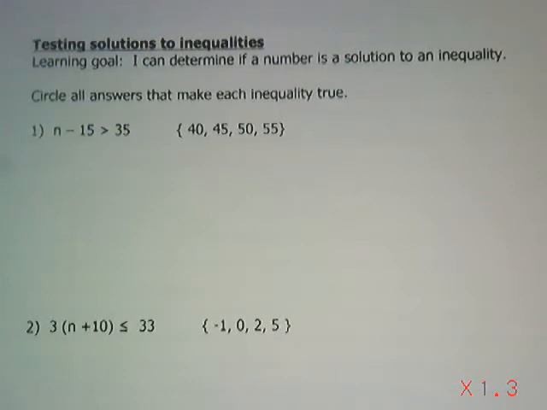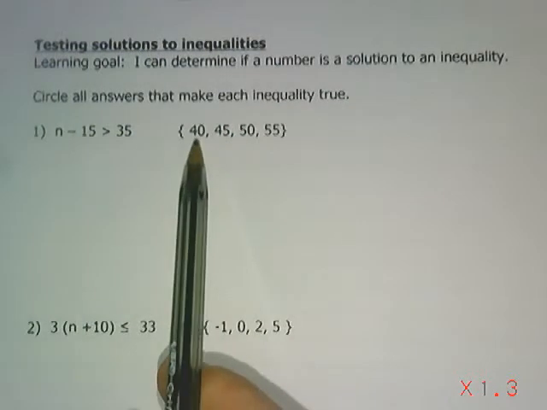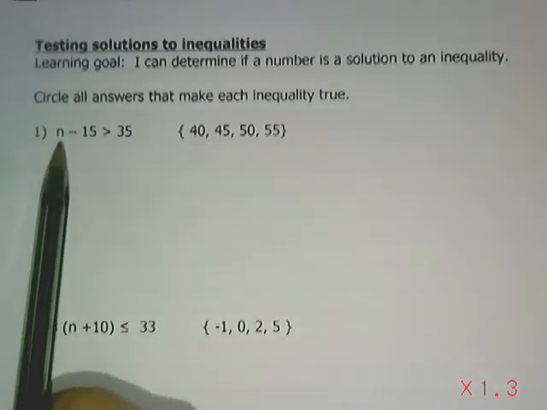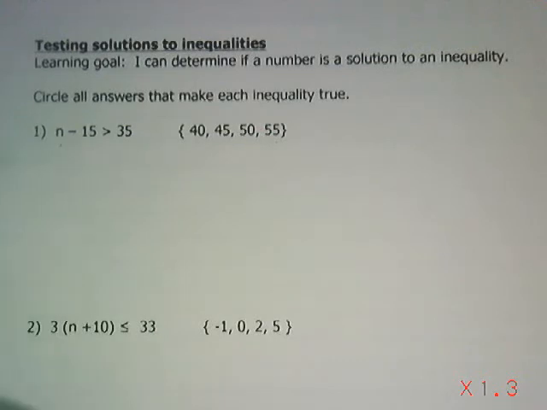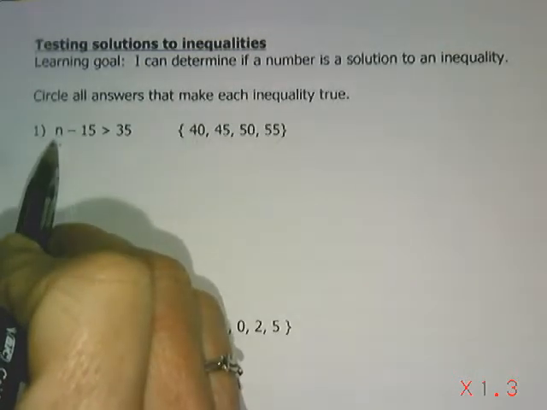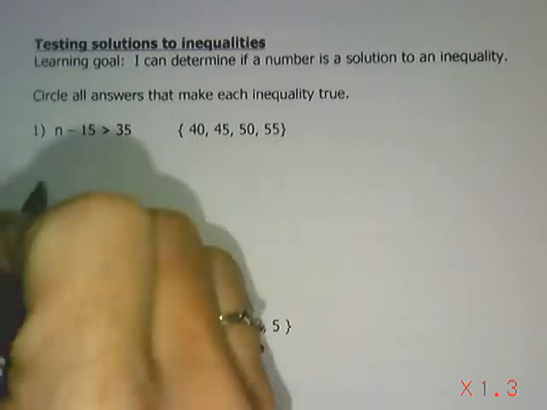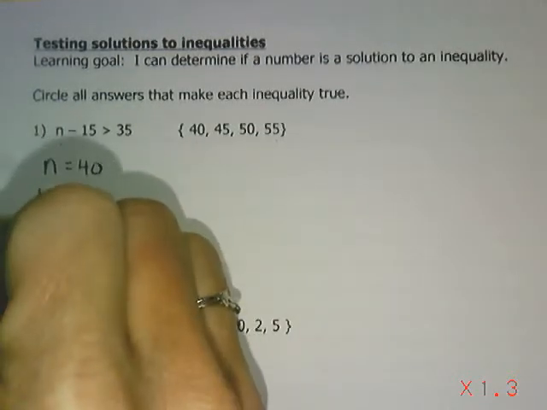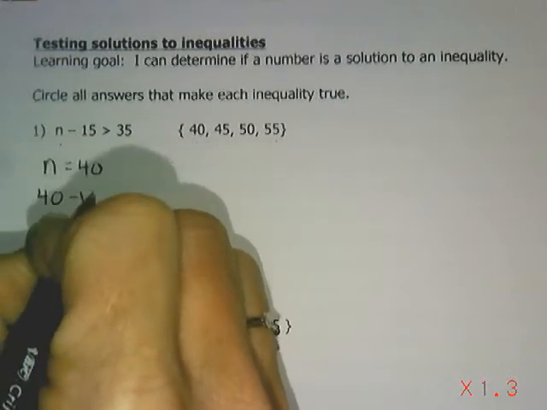What that really means is I want to figure out if these possible solutions make this inequality true. So we're going to figure out which one of these would make it true. To do that, we're going to test it out. I'm going to take each of those numbers and substitute them in for n. Let's try n equals 40. So I'm going to replace n with 40.